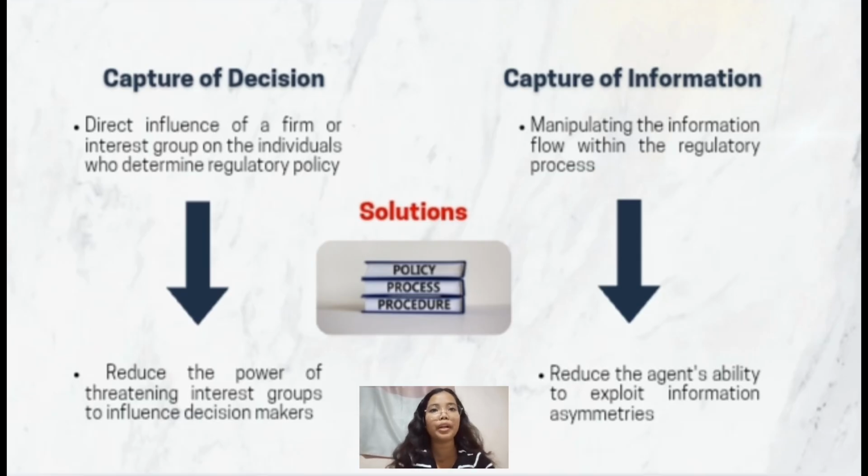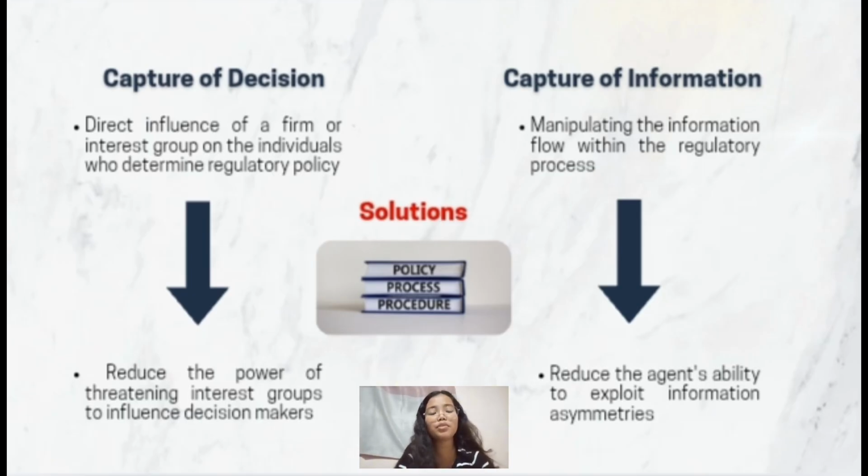According to the material of Ren Levy, 2011, he identifies two key mechanisms: the capture of decision and the capture of information. For the capture of decision, firms directly influence the individuals who create or approve the policy, which often involves lobbying, political pressure, and incentives. On the other hand, we have the capture of information, where firms manipulate the flow of information because regulators depend on them for technical data.